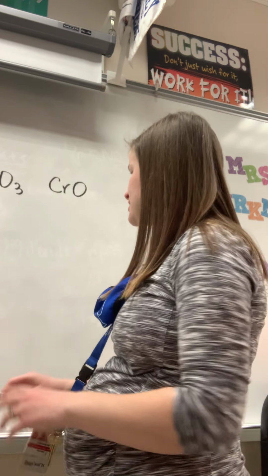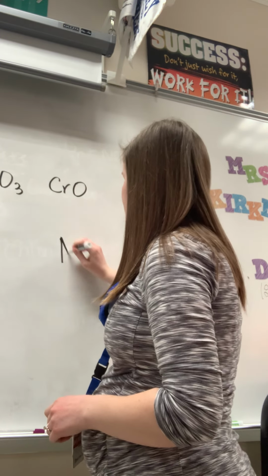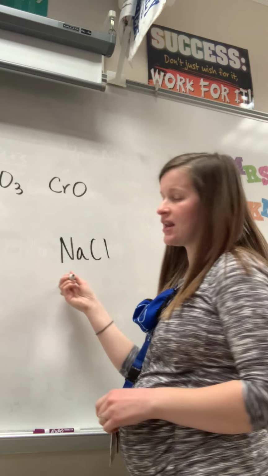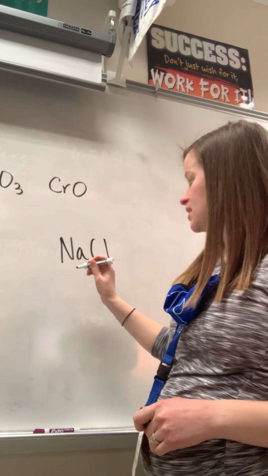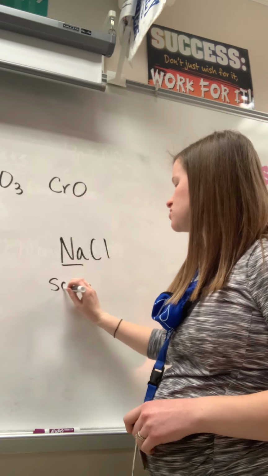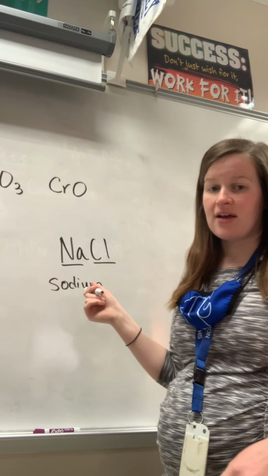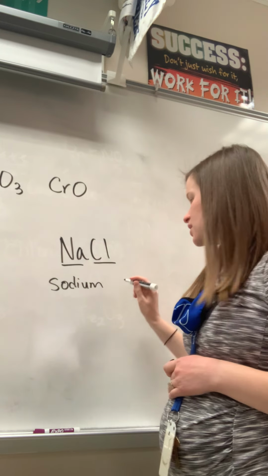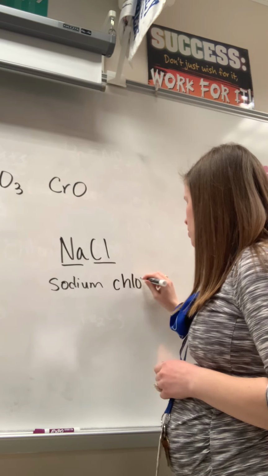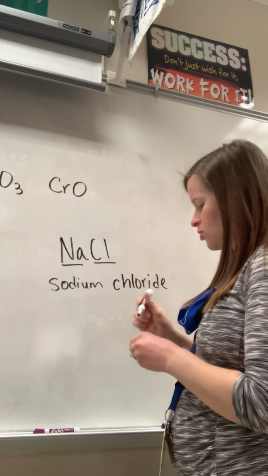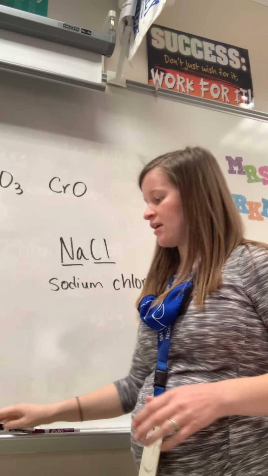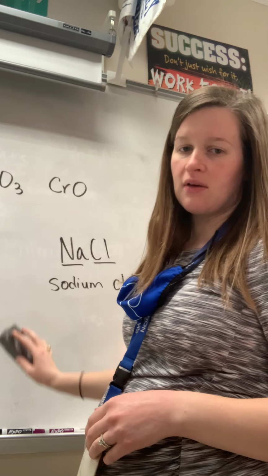Now, to be clear, whenever you are naming something, there is a name change that happens to the last thing. So if I did have NaCl, sodium, the first thing does not get a name change, so sodium stays sodium, but the second thing does get a name change. It's the anion, and it's going to go to ide, so chlorine goes to chloride. So that is our normal, typical name change, and that's how you name normal compounds.